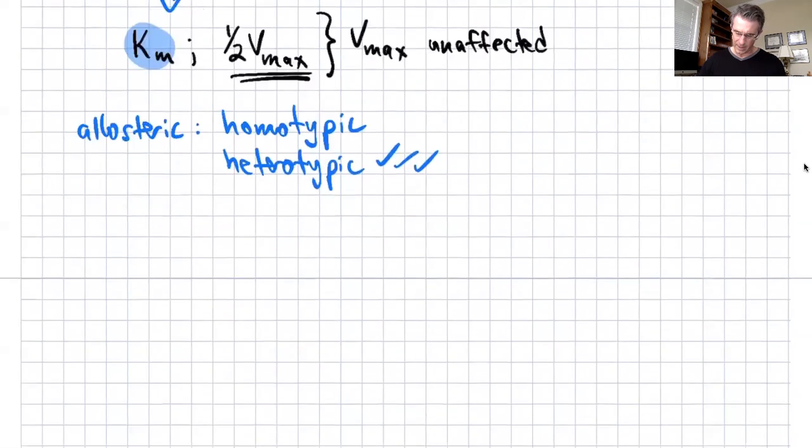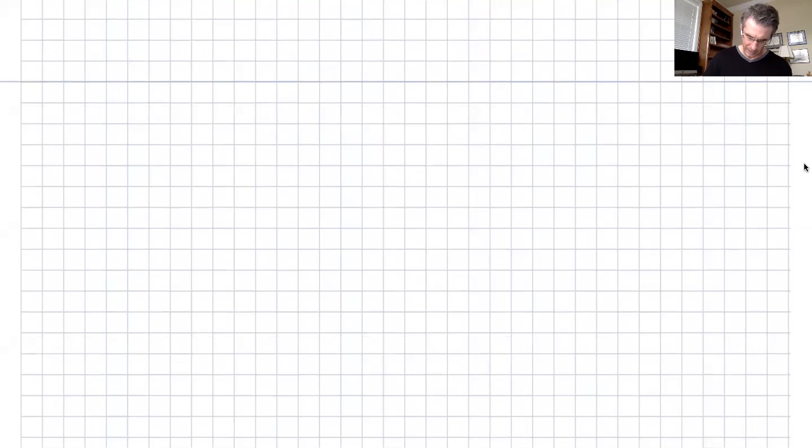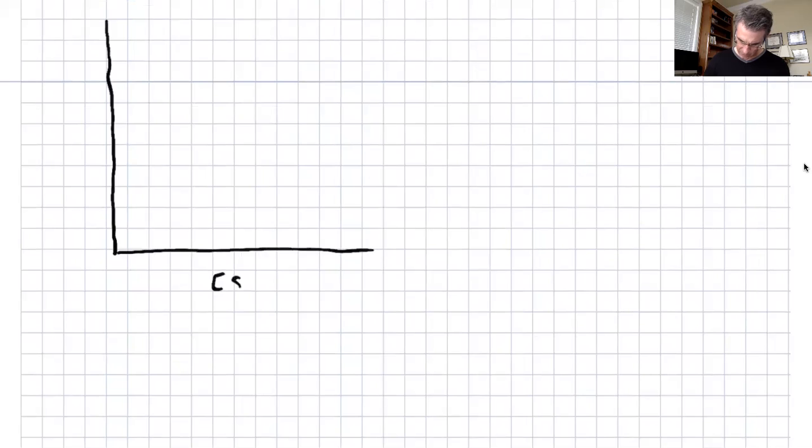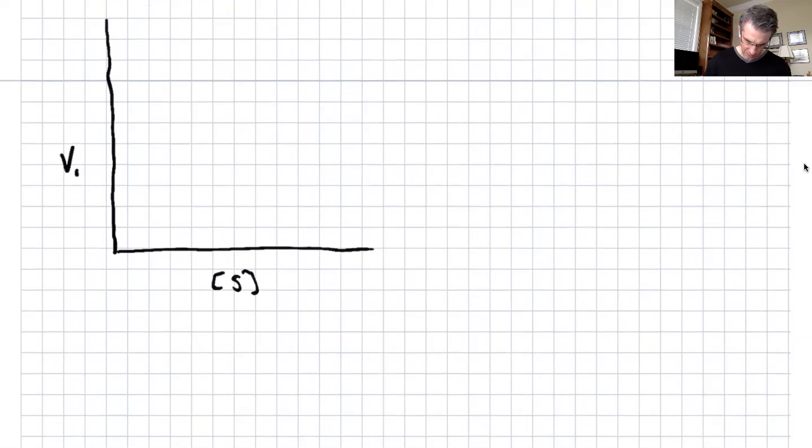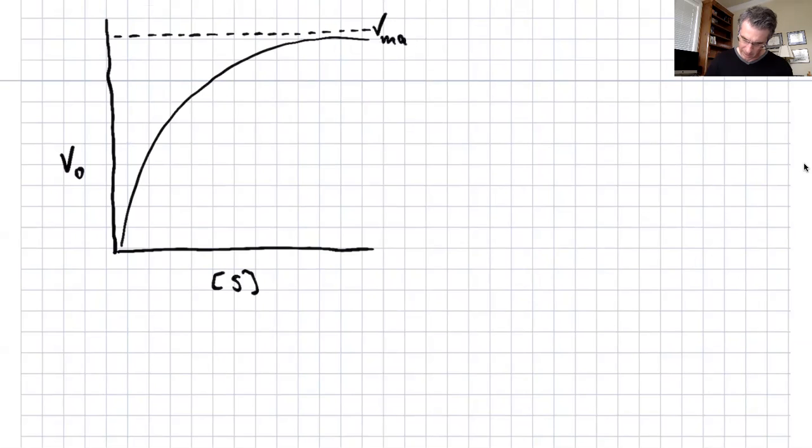But the way this expresses itself is the following. If we think about a Michaelis-Menten plot, like we've been doing, concentration of substrate, initial rate. And if you think about the classic Michaelis-Menten enzyme, like we've been thinking about it, that's what it would look like, right? There's that hyperbolic curve going up to its Vmax. That's everything we've talked about for the last week and a half.